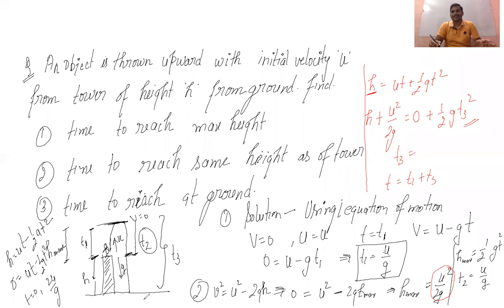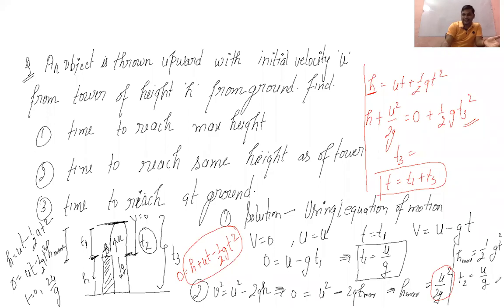Add u by g, plus we will find t2. Or the simple method, as I already told you: we can use the simple formula, 0 equals h plus ut minus half g t square. And you know the Shridharacharya formula, minus b plus or minus under root b square minus 4ac upon 2a, from the quadratic equation.